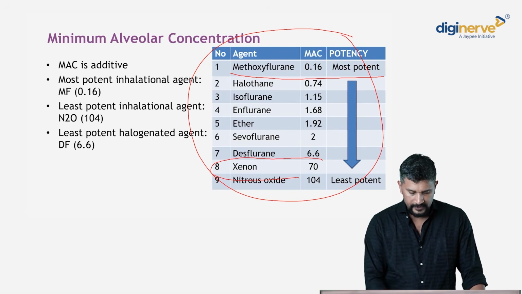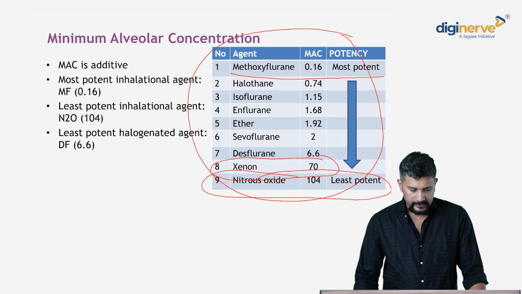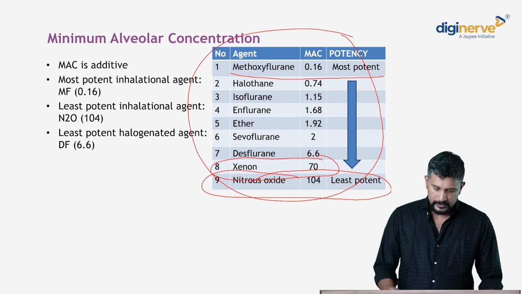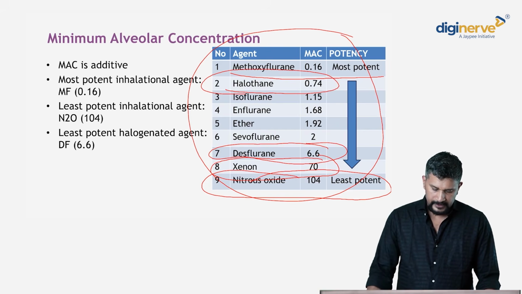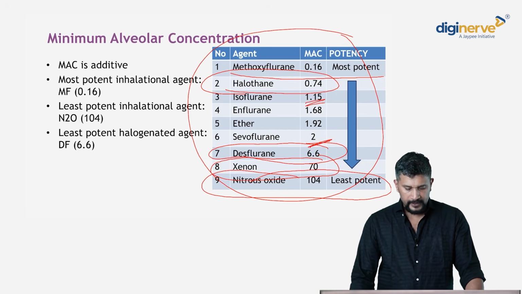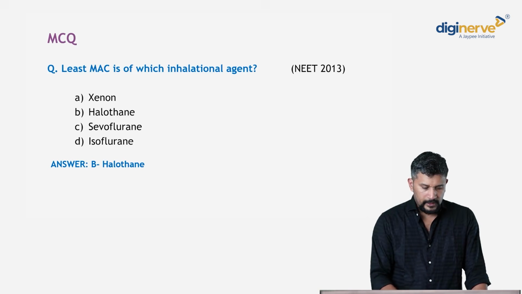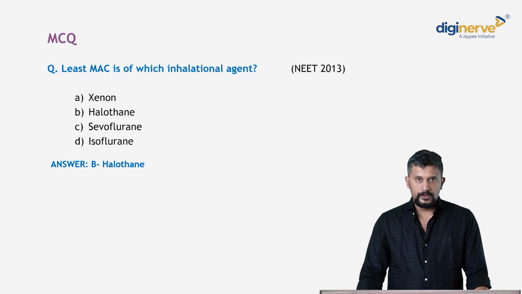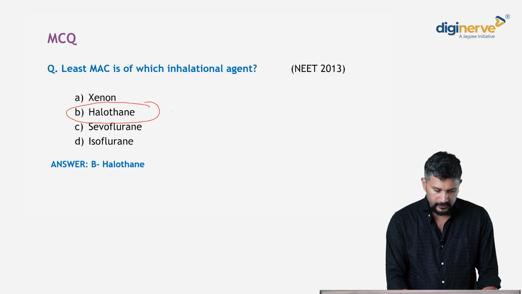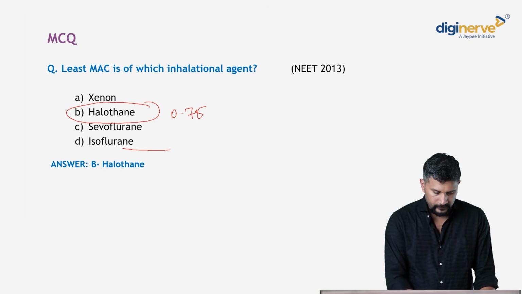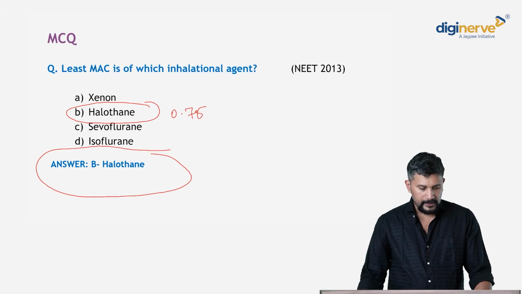Xenon has a MAC value of 70. Nitrous oxide has a MAC value of 104 and it is the least potent. Amongst the commonly used ones, halothane has the least MAC value of 0.74. Desflurane has the most MAC value of 6.6. Isoflurane and sevoflurane have a MAC value of 1.15 and 2 respectively. So now that we have seen the MAC values of all your individual agents, we know that halothane has the least MAC value of 0.75 and therefore your correct answer is B, halothane.